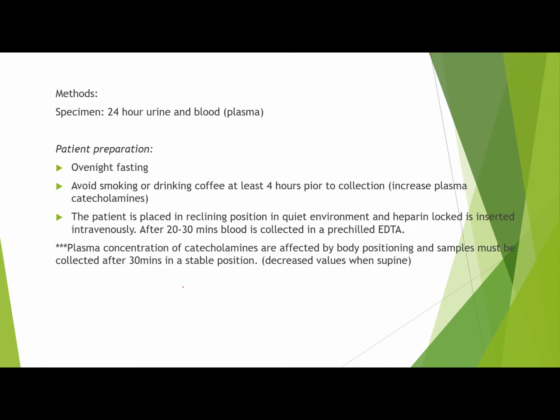Method, specimen, class: 24-hour urine and blood. Patient preparation is overnight fasting. Avoid smoking or drinking coffee at least 4 hours prior to collection. To measure increased plasma catecholamines, the patient is placed in a reclining position in a quiet environment and a heparin lock is inserted intravenously. After 20 to 30 minutes, blood is collected in a pre-chilled EDTA tube.